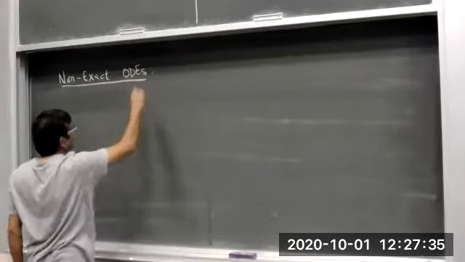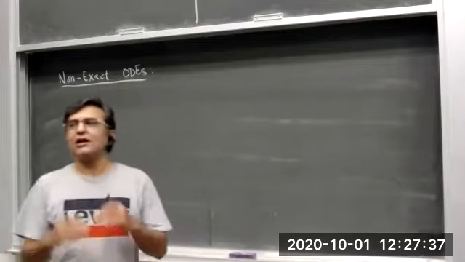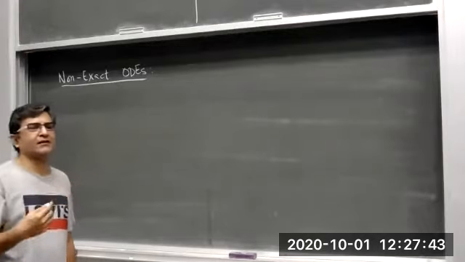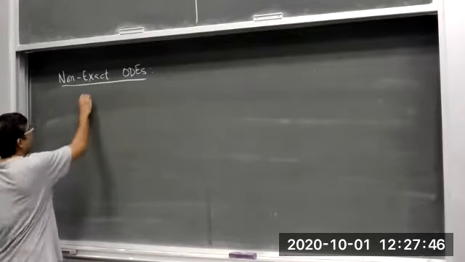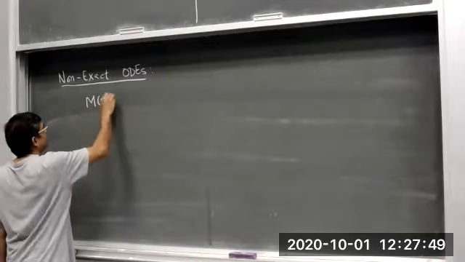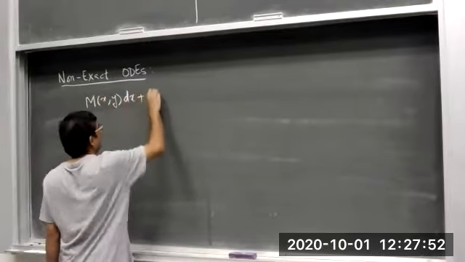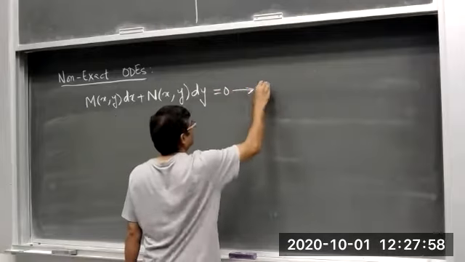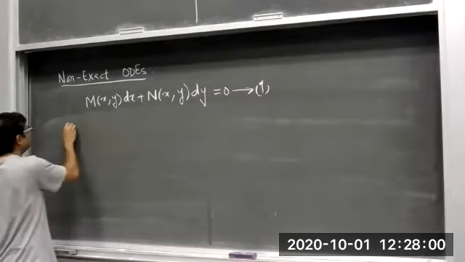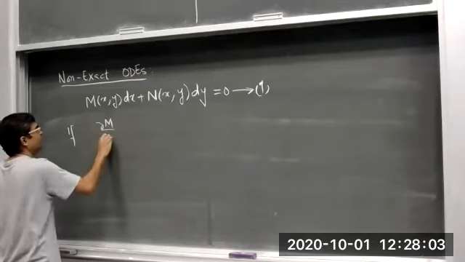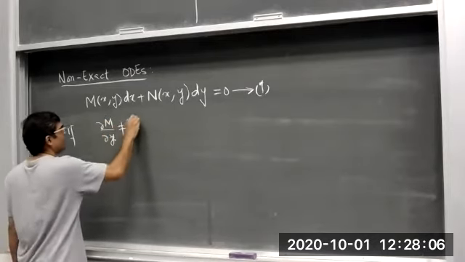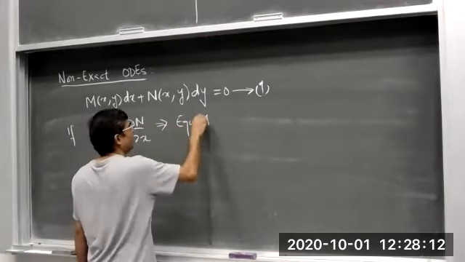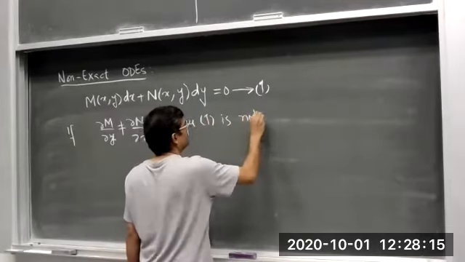Non-exact means the first order ODEs which are not exact, which do not satisfy the criteria: partial M over partial y is equal to partial N over partial x. Now if we have any differential equation of this kind, M(x,y) dx + N(x,y) dy = 0, you call this equation 1. Now, if partial M over partial y is not equal to partial N over partial x, then equation 1 is not exact.